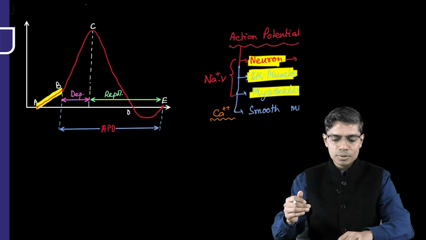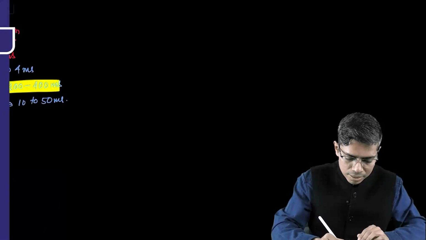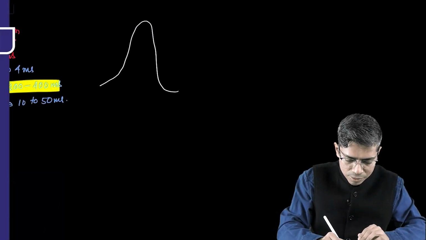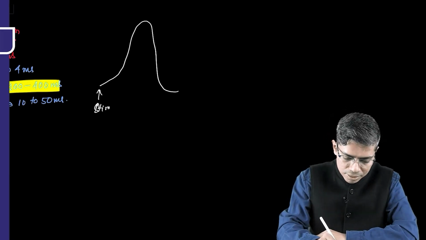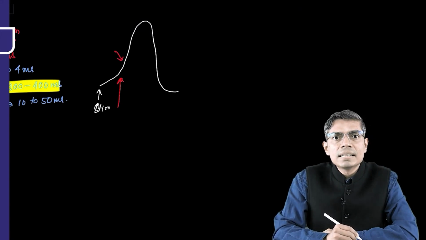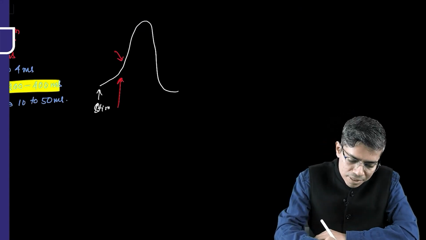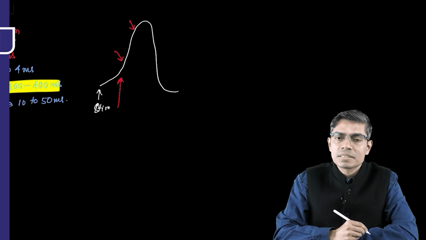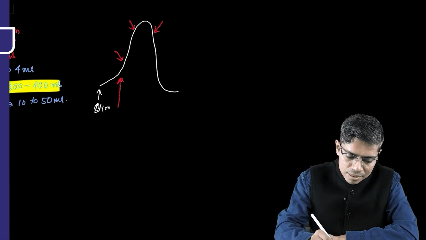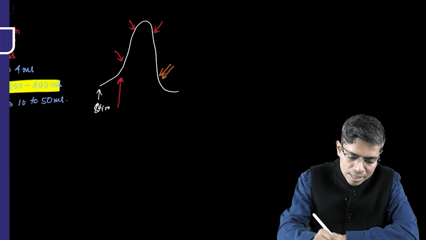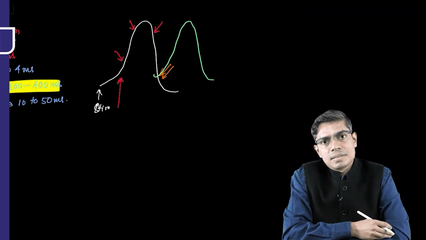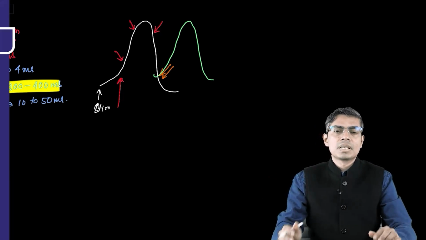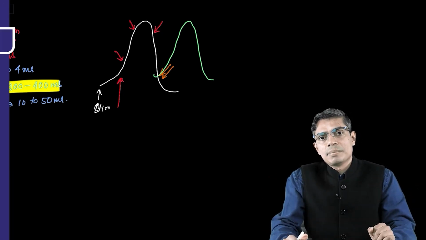What do you mean by that? Suppose this is one action potential, generated due to a stimulation here. This is the point of stimulation. If I give another stimulation at this point, can I get a second action potential? Answer is no. If I give a second stimulus here, can I get one? No. But if I give a second stimulus here, then I may get a second action potential in this region. So based on this concept, the concept of refractory period has been developed, right?